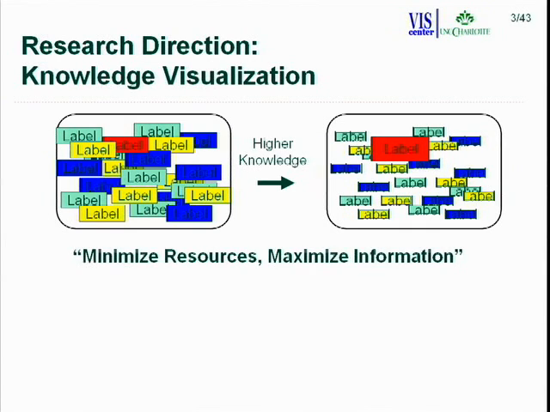In other words, you want to minimize the resources that you're using, but maximize the information that you're giving to the user. Resources can really be anything. It can be CPU time, it could be a number of polygons, and in this particular case, it really is just the number of pixels that you're using on the screen.